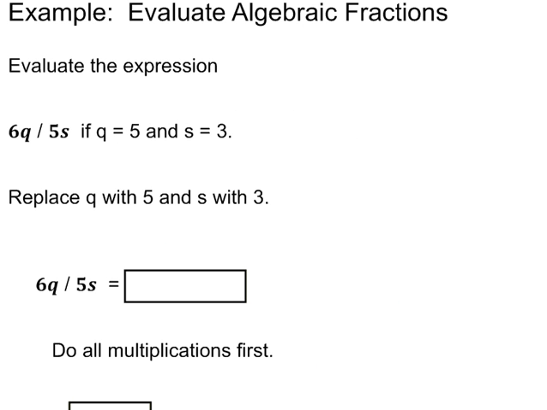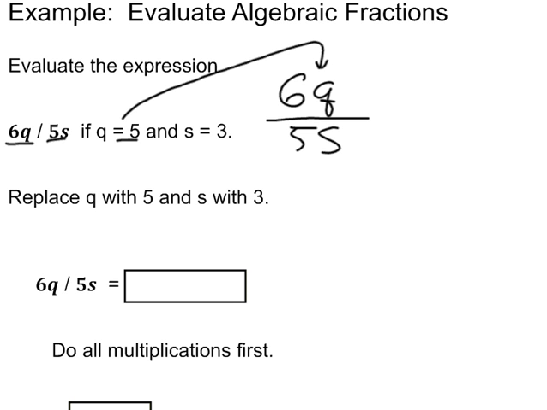Evaluate this expression. We've got 6Q divided by 5S. 6 times Q divided by 5 times S. The number Q is going to be 5. The variable S is going to become 3, so I plug those in. We've got 6 times 5 divided by 5 times 3.